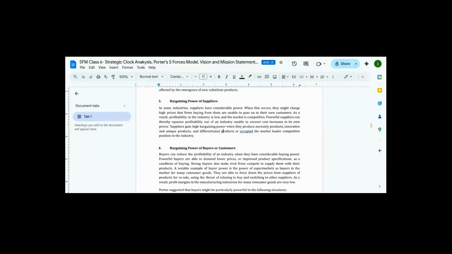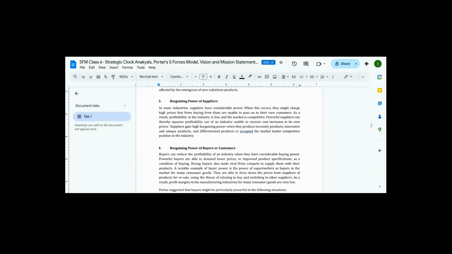If you produce a differentiated product, then automatically we have high bargaining power and it will give you market leader position and competitive advantage. So we should know that anytime a company or supplier has high bargaining power, they will never be at the mercy of the customers. The customers cannot dictate for them.